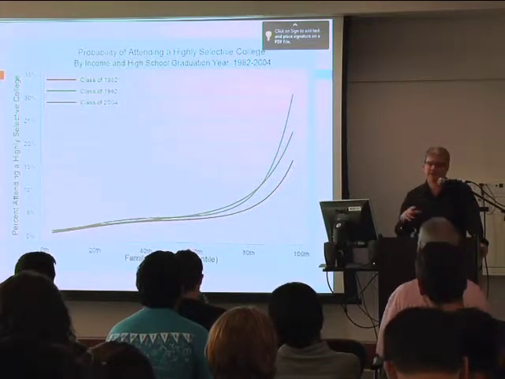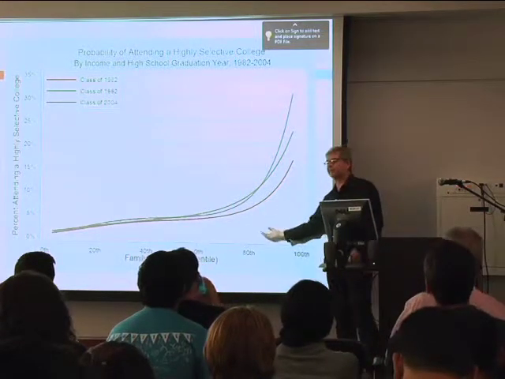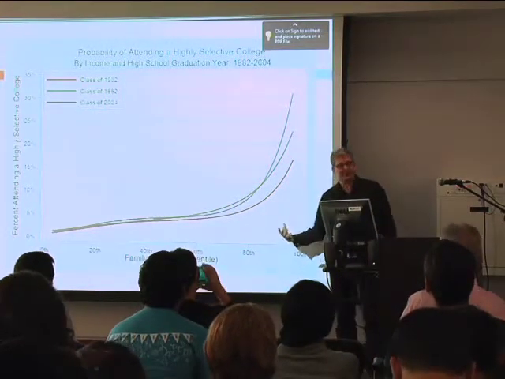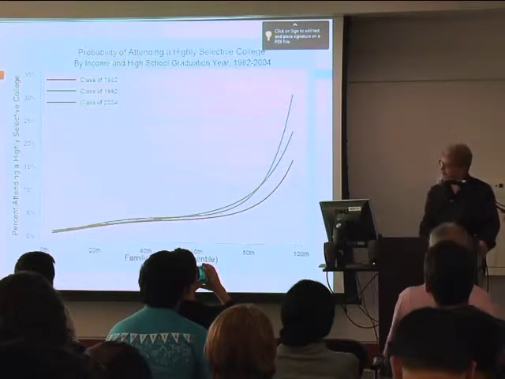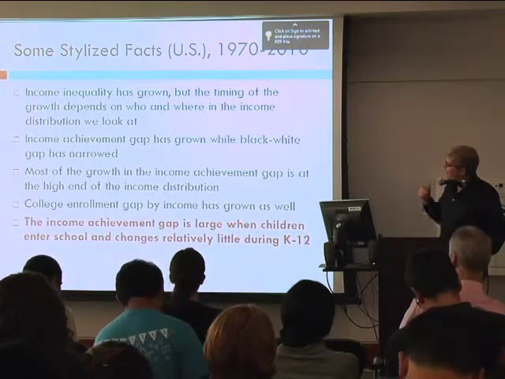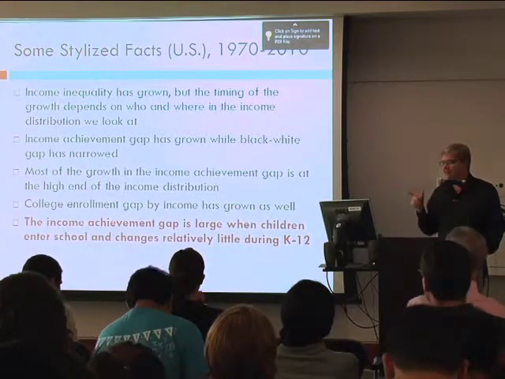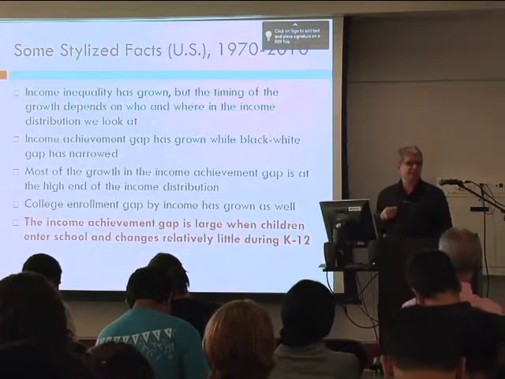So there's a whole kind of network value to these, and that seems to be increasingly reserved for students who come from very high income backgrounds. And so that, I think, is cause for considerable concern. The fifth point I want to make is that this income achievement gap is really big when kids enter school, and it doesn't change much during school.